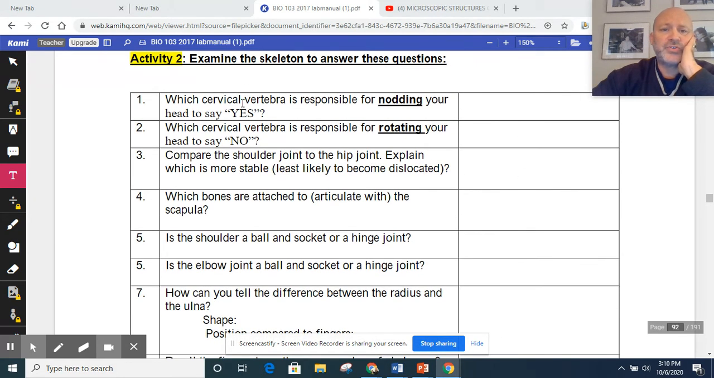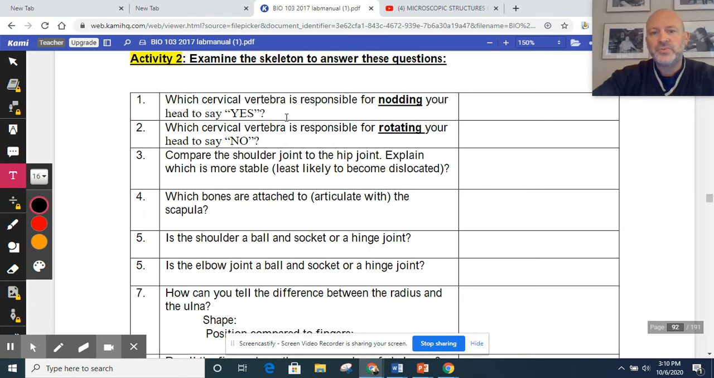For example, which cervical vertebra is responsible for nodding your head yes? All right. Well, there's 7 cervical vertebrae. Nodding your head yes is going to be a collection of them, really. But what's interesting about the cervical vertebrae is that they decided to give names to the first 2. Really, all the vertebrae are numbered, right? The cervical vertebrae are the first 7 in the neck, and we would refer to those as C1 through C7, right?